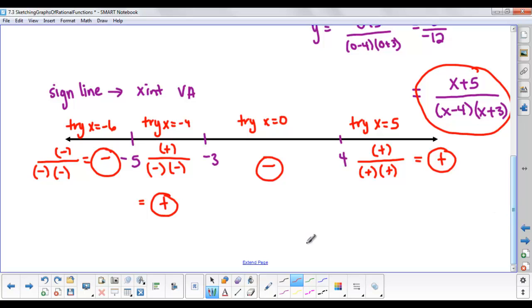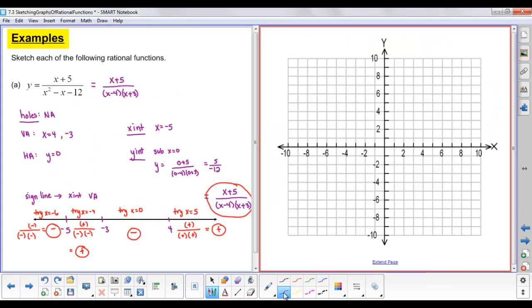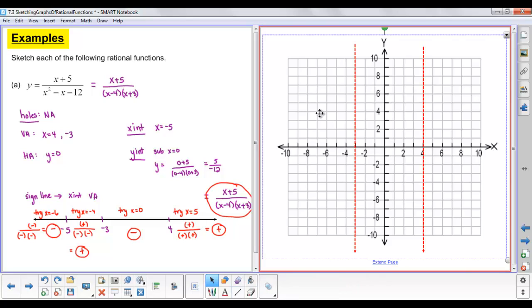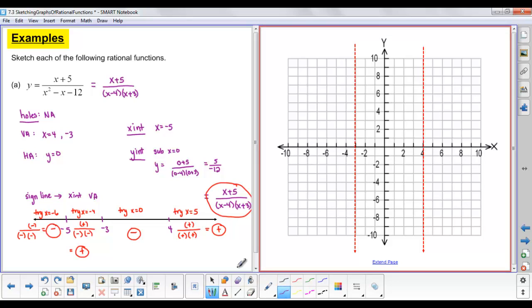So I'll try and do a split screen here. Okay, so on our graph, we want to plot everything that we have. So there are no holes to plot, but we do have vertical asymptotes at 4 and -3. So I'll be putting those in with dashed or dotted lines. Okay, so one at 4 and one at -3. The next thing we're going to do is plot any x-intercepts that we have. So the one x-intercept that we have is at -5. So I'll plot that there.